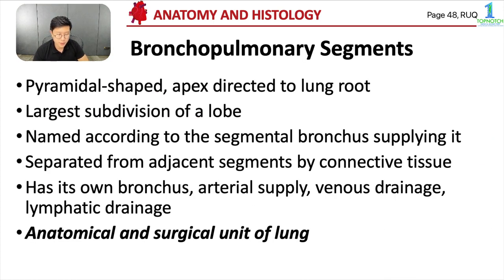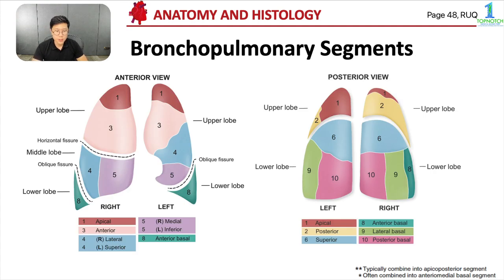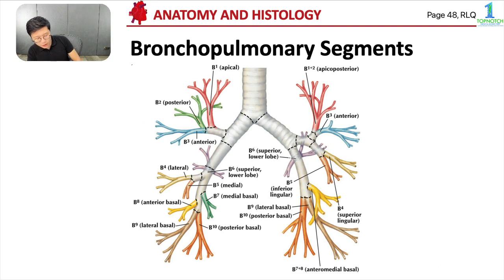So your bronchopulmonary segments are pyramidal shaped, wherein the apex is directed towards the lung root. So kung ito yung lung, tas ito yung root, lahat ng bronchopulmonary segment nakaturo papunta dun sa root, and they are pyramidal in shape. It is the largest subdivision of a lobe, and is named according to the segmental bronchus supplying it. It's actually the anatomical and surgical unit of the lung. So again, for your bronchopulmonary segments, your right lung would have 10, while your left lung would have 8 to 10. So the way I remember this is by a little dance.